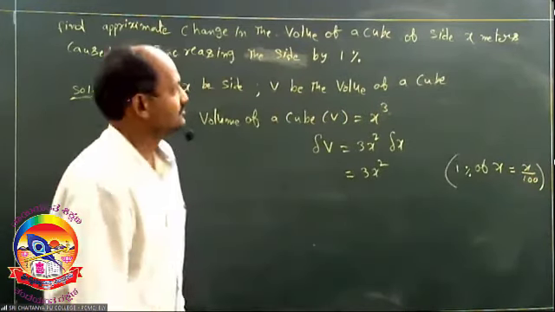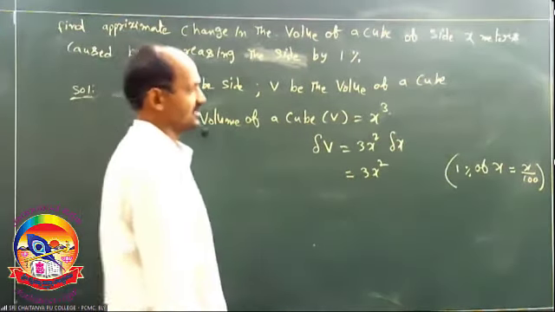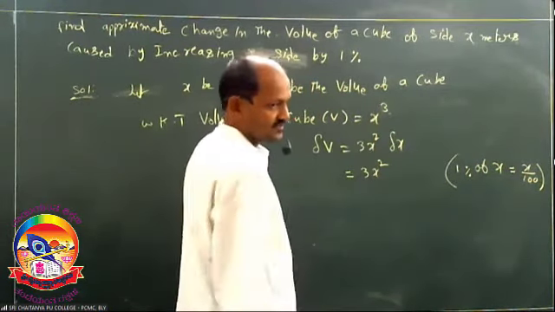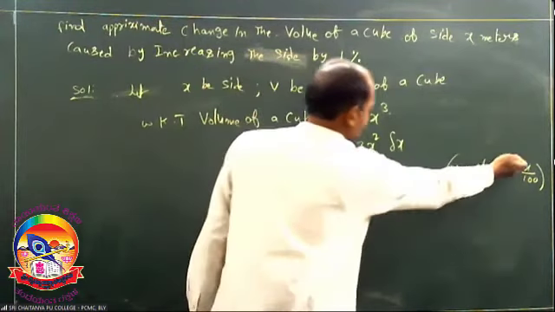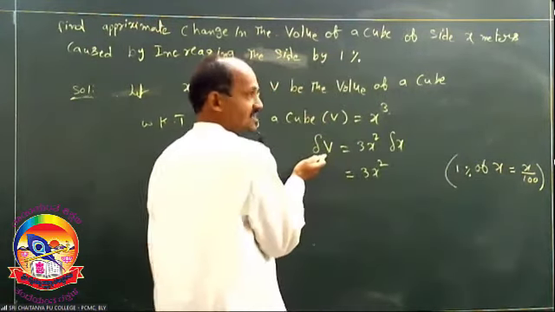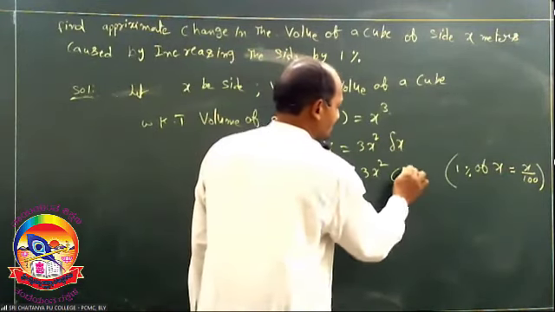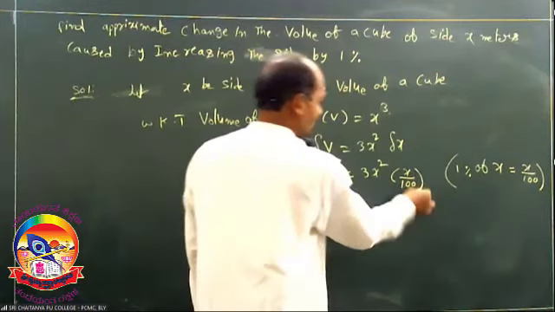The side x meters is increased by 1%. So x is the length of the side of the cube, and the side increases by 1% of x, that is x by 100. So delta V is equal to 3x² into delta x, where delta x is x divided by 100, which is 0.03x³ meter cubed.